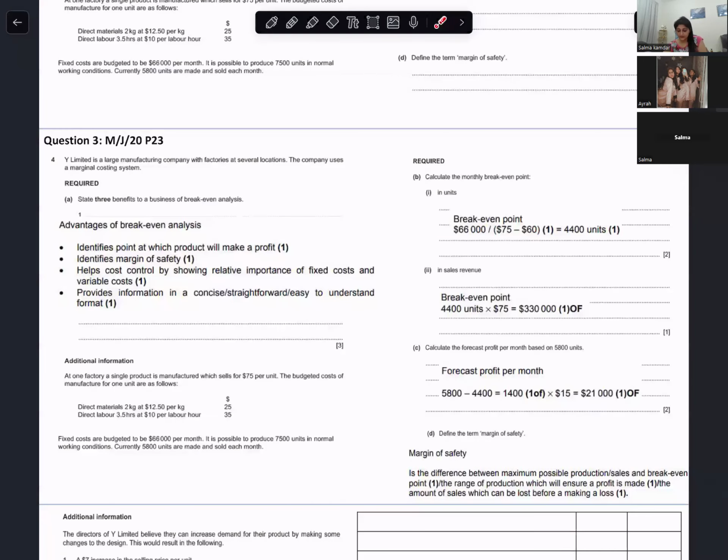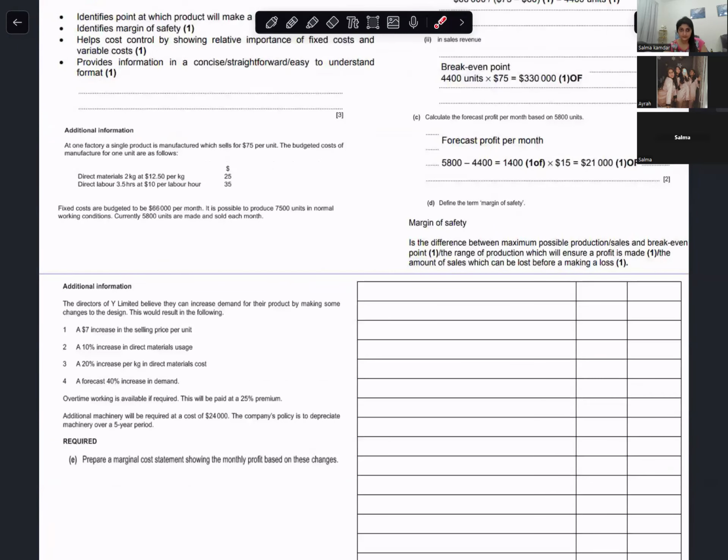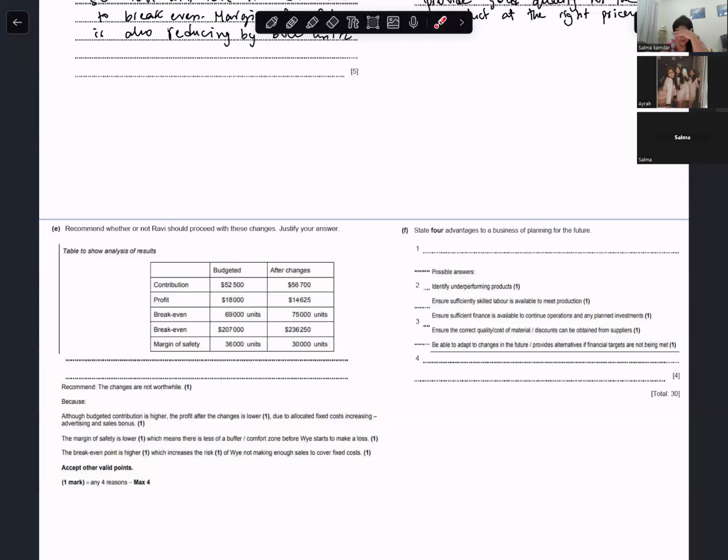Advantages of break-even point. It's easy to understand and it helps identify the margin of safety. It helps identify the profit, and what else is there? It provides information in an easy to understand format. Define margin of safety. Margin of safety is the difference between the actual revenue and the break-even revenue. Or advantages to plan for the future.